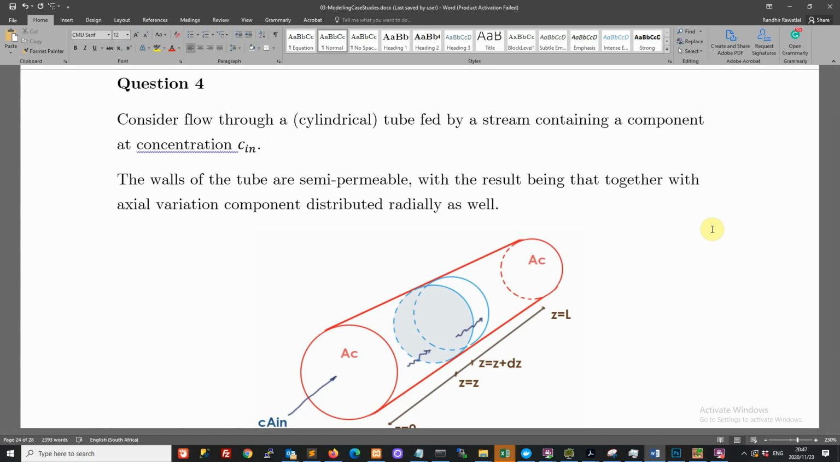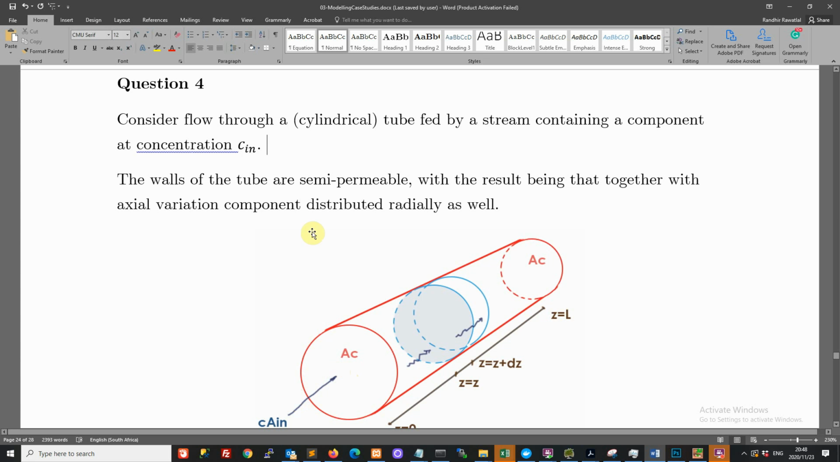Hello and welcome to the session where we are going to continue with the development of case studies in developing an overall generalized framework for our mass balances and material balances that describe concentration as it varies both in time and space. So in this case study, we are now considering flow through a cylindrical tube, much like we did last time. And again, we are fed with a stream with the concentration of Ca in for some component.